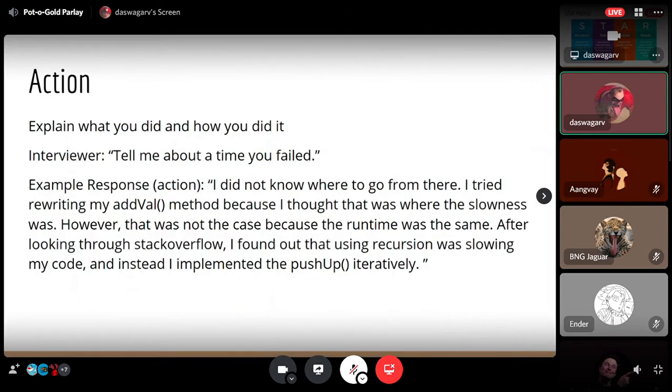And then the third part of the STAR method is the action. And here's where you're really going to explain what you did and how you did it. So this is where you go more in depth about the situation, the problem, and really tie it into the question. Same thing, a time you failed. An example response for this part would be: I didn't really know where to go from there, so I tried rewriting a specific method, in this case add value, because I thought that there was slowness in that. However, that wasn't really the case because the runtime was consistent. So after looking through Stack Overflow, I found out that using recursion was actually slowing my code, so I instead implemented the push-up iteratively.